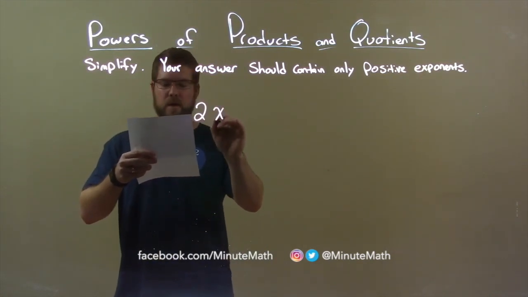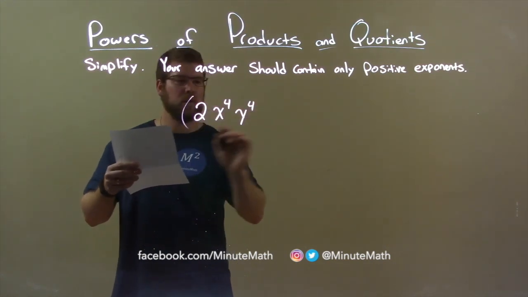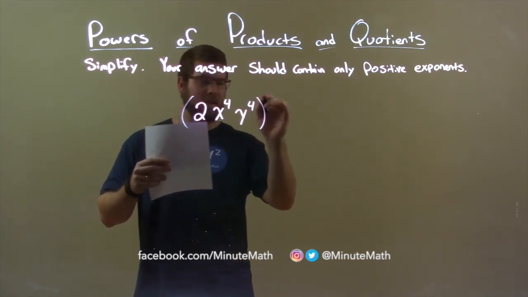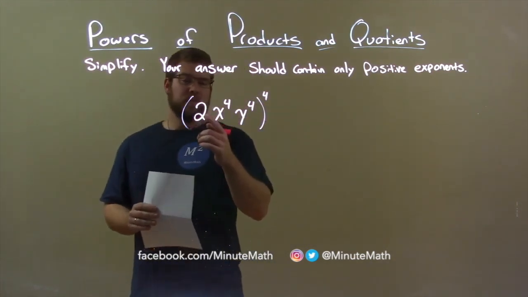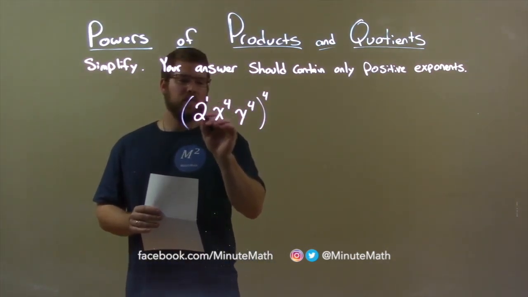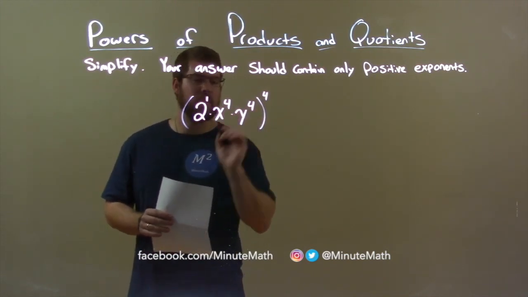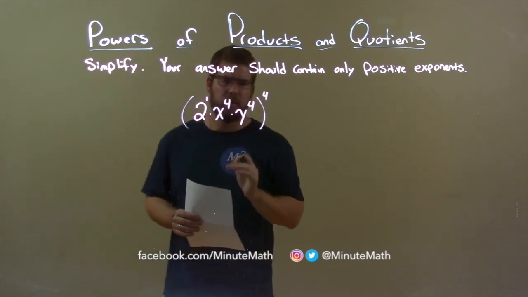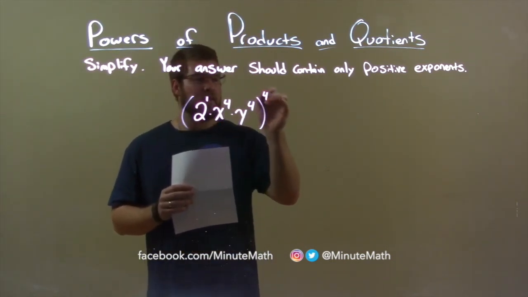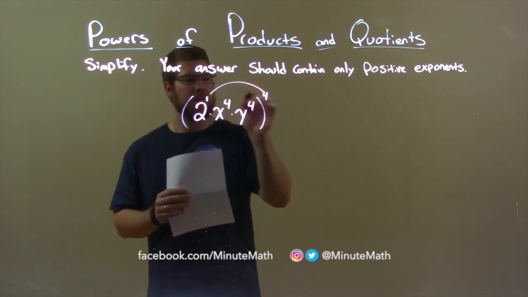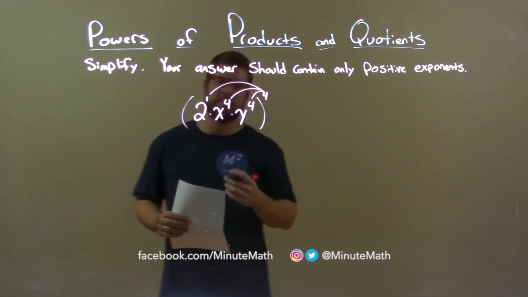2 x to the 4th power, y to the 4th power, and all of that is raised, you can guess it, to the 4th power. Well, we know 2 is really 2 to the 1st power, and between 2 and the x to the 4th is multiplication. Between x to the 4th and y to the 4th is also multiplication. To simplify this, inside of a parentheses, we take from the outside the 4th power and distribute it to all parts, all exponents inside the parentheses.